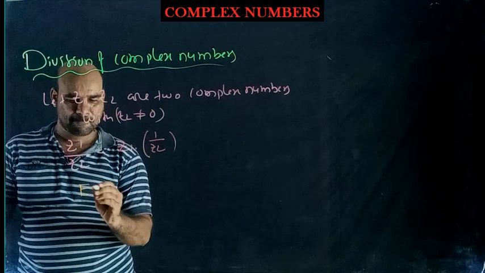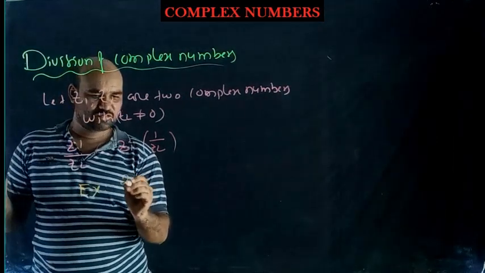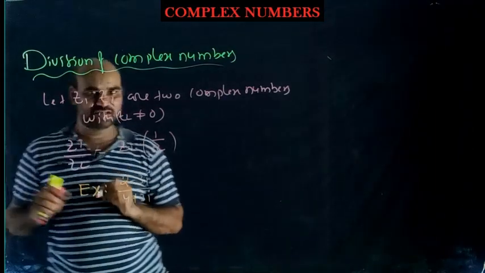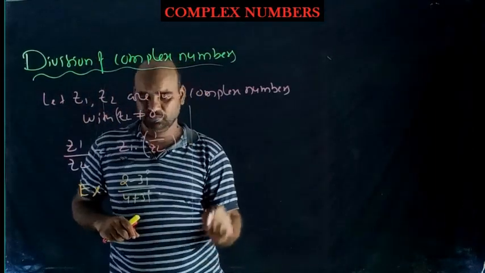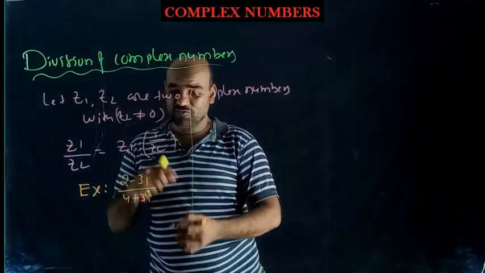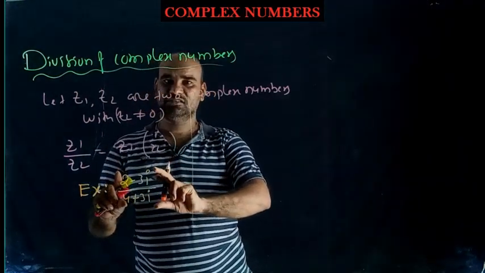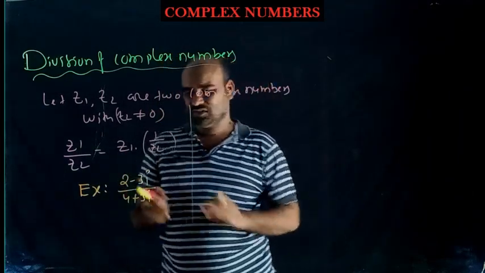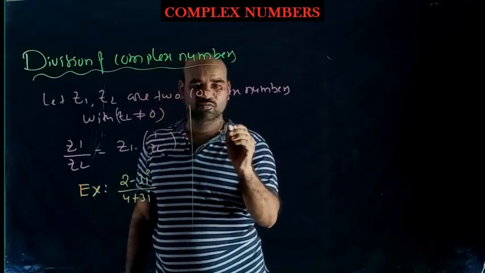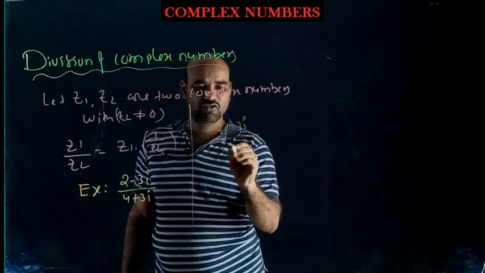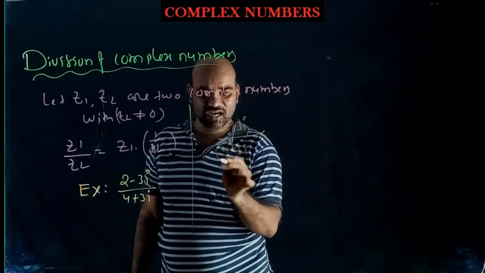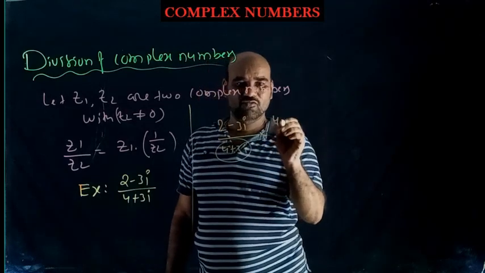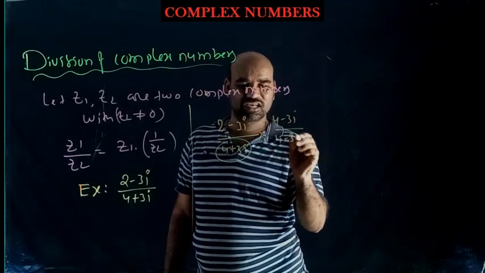Example. 2 minus 3 iota by 4 plus 3 iota, I want to find. We want to find a complex number which is equal to this, and it should have the form a plus iota b only, that is standard form, not in standard form. So that's why 2 minus 3 iota by 4 plus 3 iota. Now I want to multiply and divide with 4 minus 3 iota, because I want to make the denominator a real number here. 4 minus 3 iota by 4 minus 3 iota.